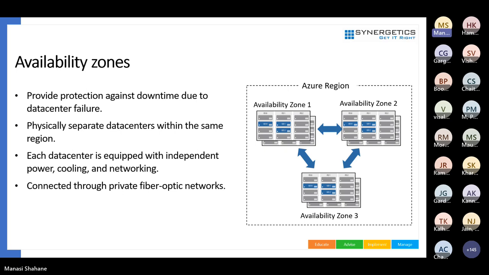And like I said, there are three availability zones. Each availability zone will have one or two data centers within them. One availability zone can have one data center, another availability zone can have two data centers, the third availability zone can have one data center. It depends on how Azure has distributed it. So this is basically what is inside a region.